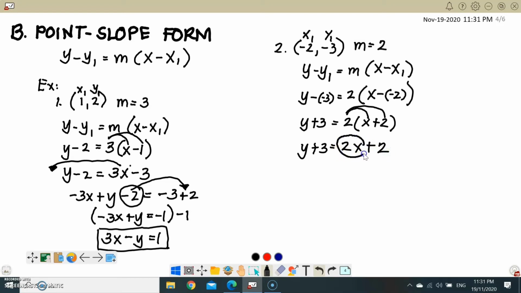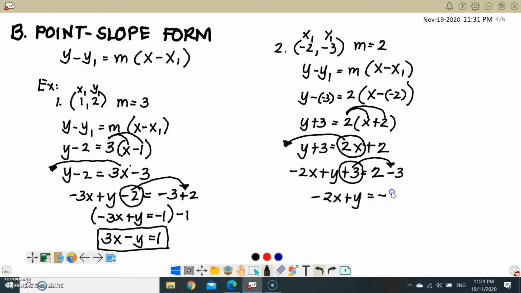So transform it into standard form. Transpose 2x to the other side of the equation. We now have negative 2x plus y plus 3 is equal to positive 2. Transpose the constant positive 3 to the right side of the equation. From positive, it becomes negative 3. So you now have negative 2x plus y is equal to 2 minus 3 is negative 1.